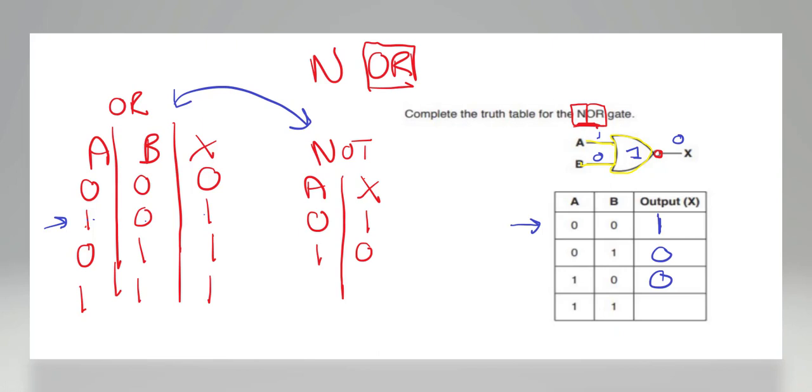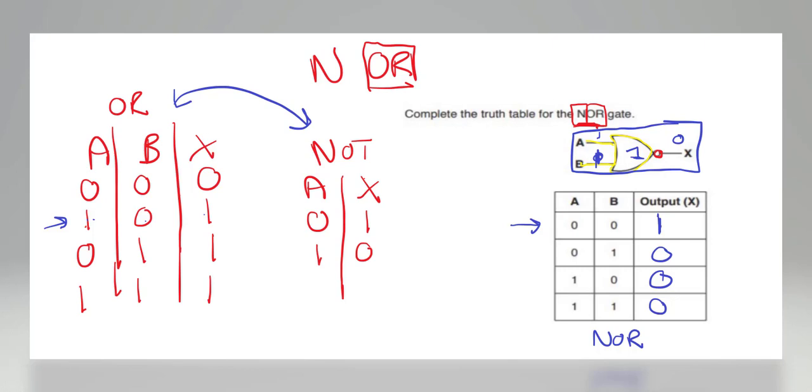And finally we've got 1, 1, which gives us a 1. So 1, 1 goes into this gate. It gives us a 1. We then have to NOT it, which then gives us a 0 again. And there we go. We've now got a truth table for what is called a NOR gate, which is this gate here.